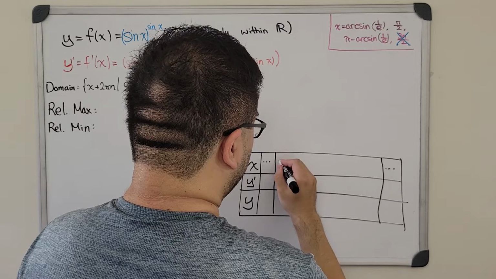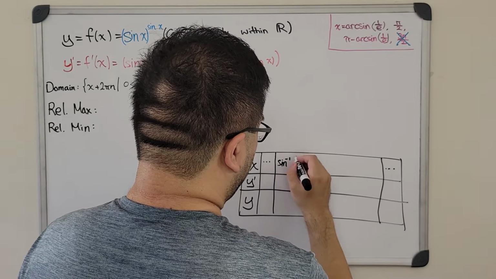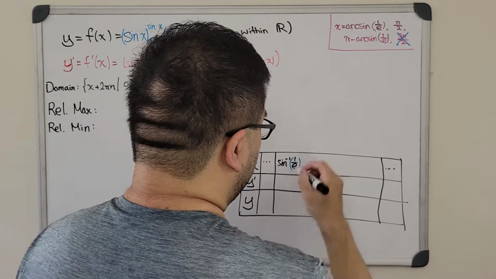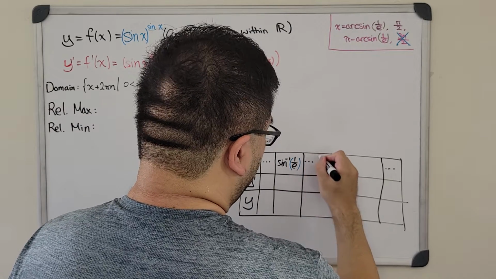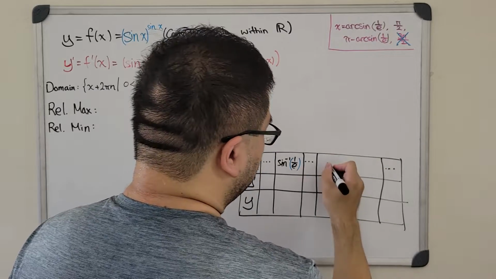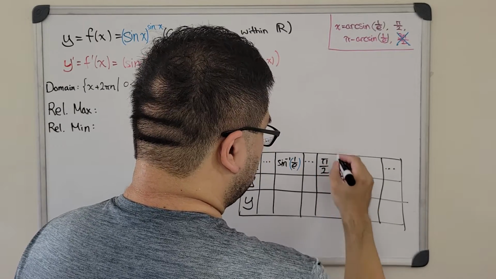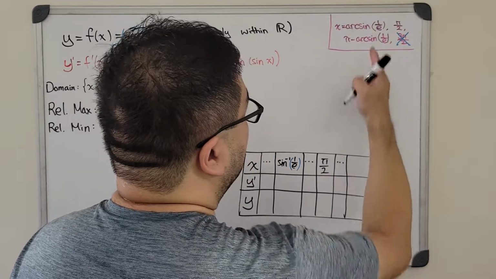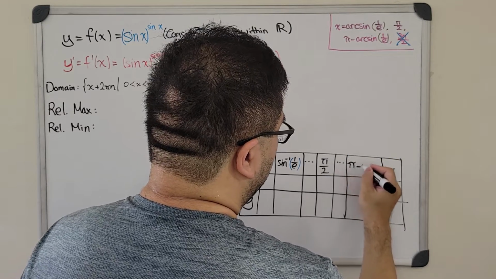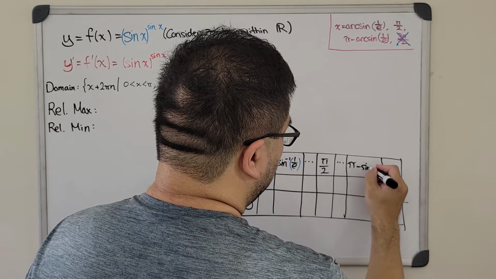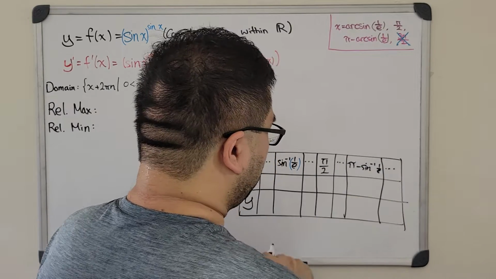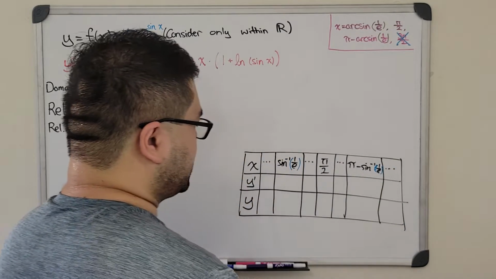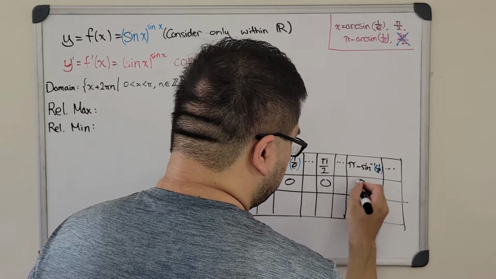We have the first point, which is sine inverse of 1 over e. And then we have the second point. If we're going in an increasing order, it will be pi over 2. Great. Last but not least, we have pi minus sine inverse of 1 over e. And again, we already knew that the first derivative at those 3 points will be 0.